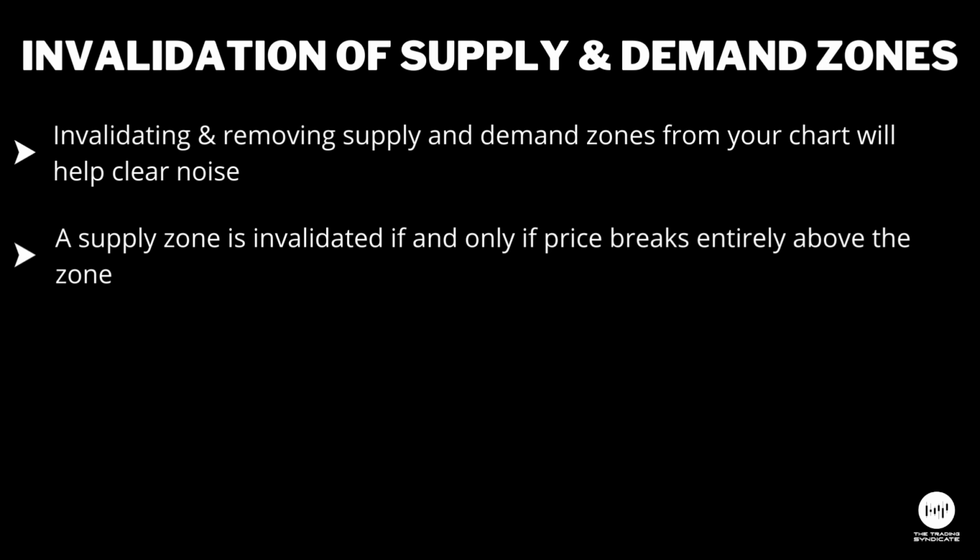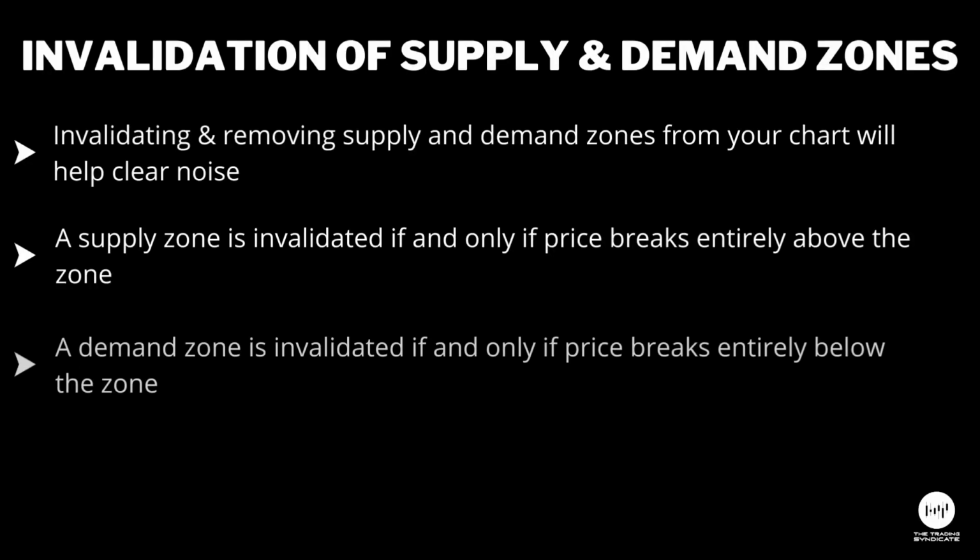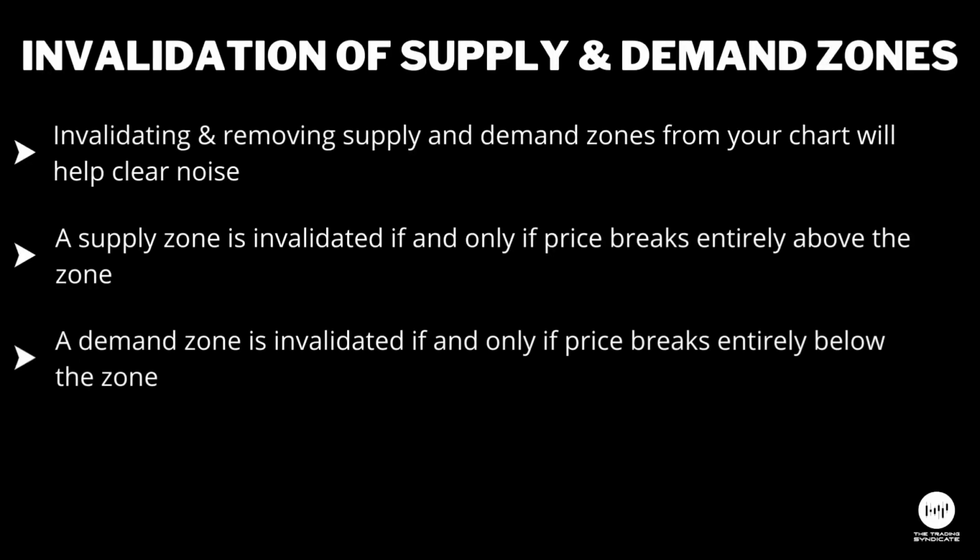and the first rule applies to supply zones. A supply zone is invalidated and can be removed from your chart if and only if price breaks entirely above the zone. Once price breaks entirely above the level, the supply zone can be invalidated and removed from your chart. The second rule applies to demand zones, and a demand zone is invalidated and can be removed from your chart if and only if price breaks entirely below the zone. Once price breaks entirely below the level, the demand zone can be invalidated and removed from your chart.